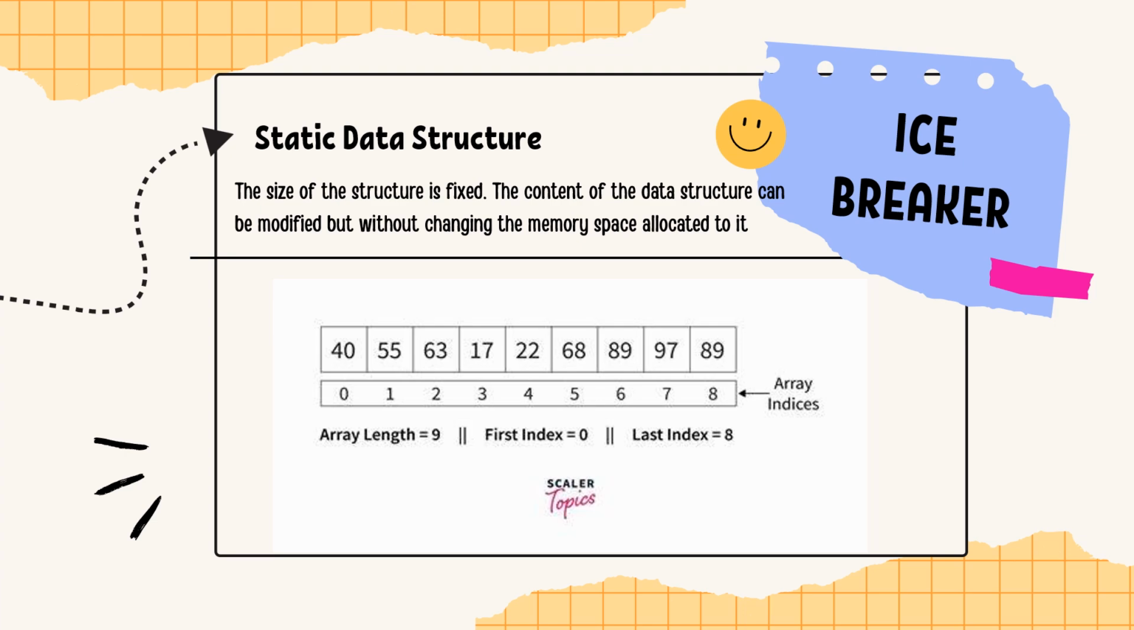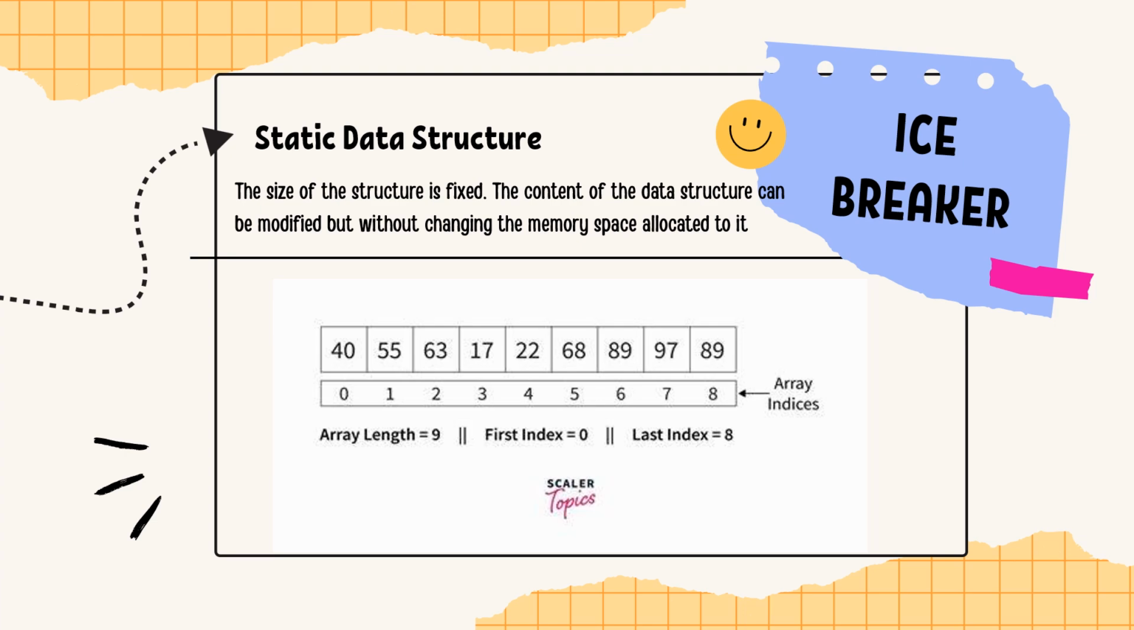Now we are going to learn about what is static data structure. Before learning static data structures or arrays, first we have a simple idea of what a static data structure is. In static data structure, the size of the structure is fixed. The content of the data structure can be modified but without changing the memory space allocated to it. We can change the content of the data, but we can't change the memory space allocated to it.